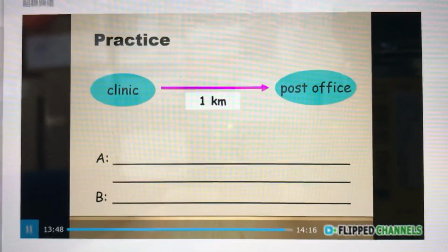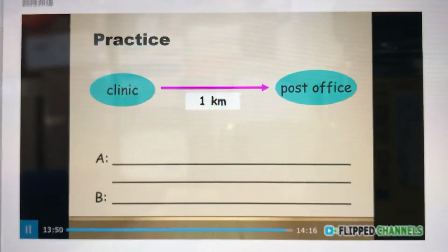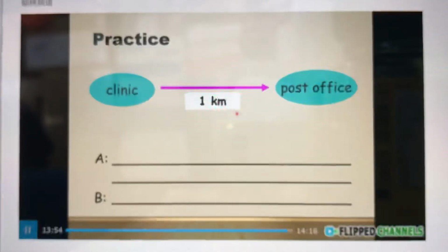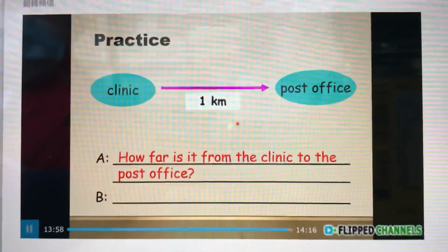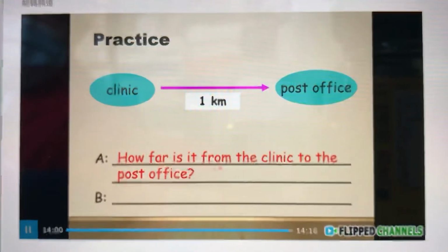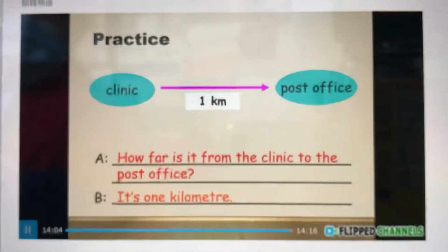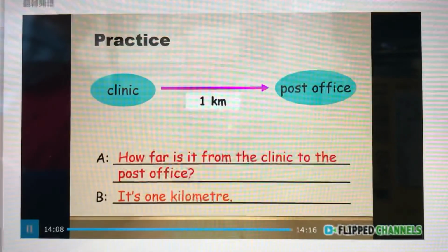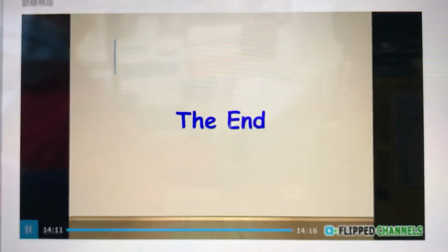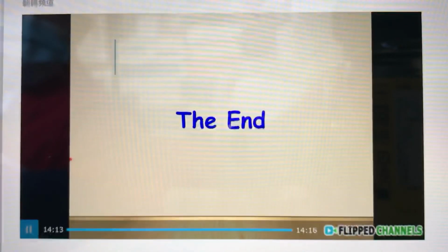Clinic, post office, 1 kilometer. You can see the distance here. So we are going to use how far. How far is it from the clinic to the post office? It's 1 kilometer. Okay, that's the end of the lesson.